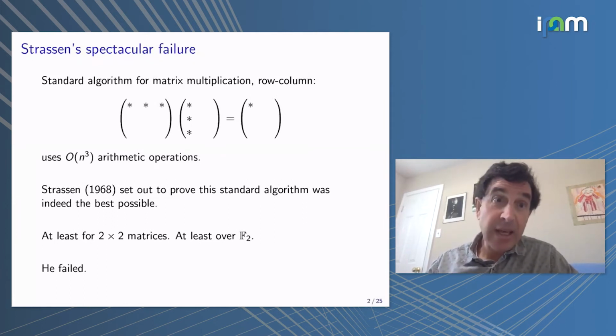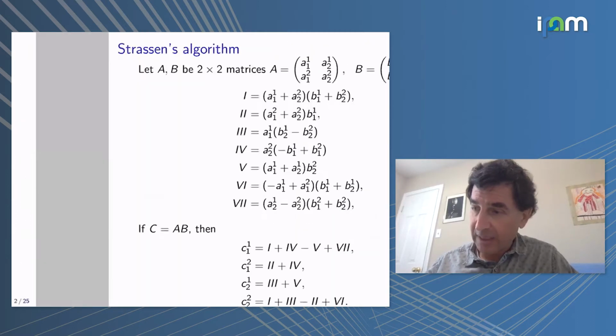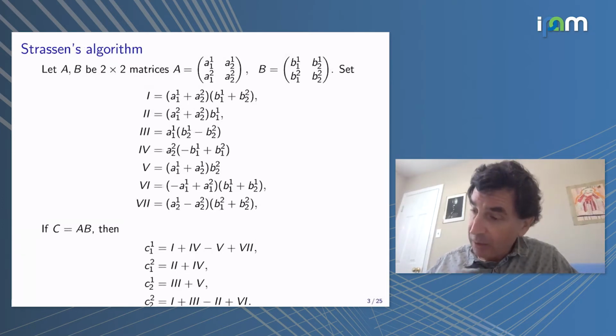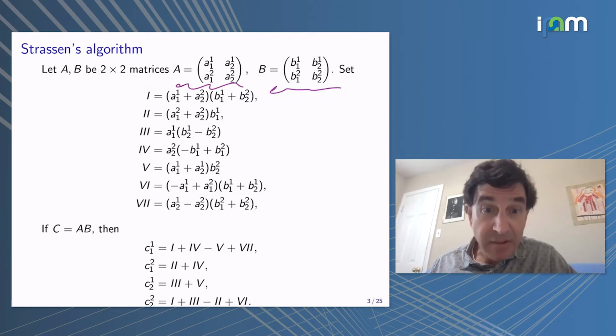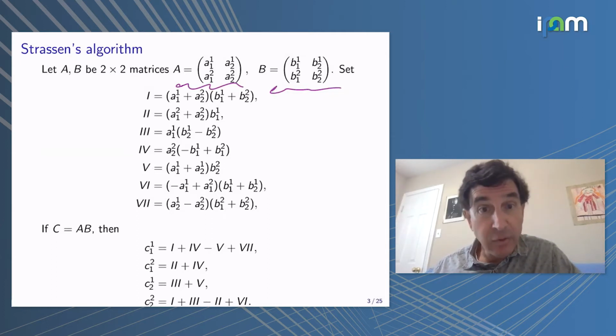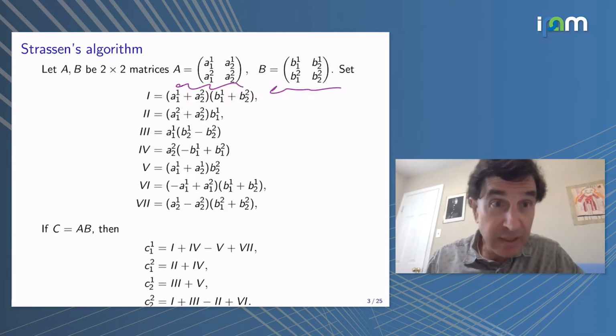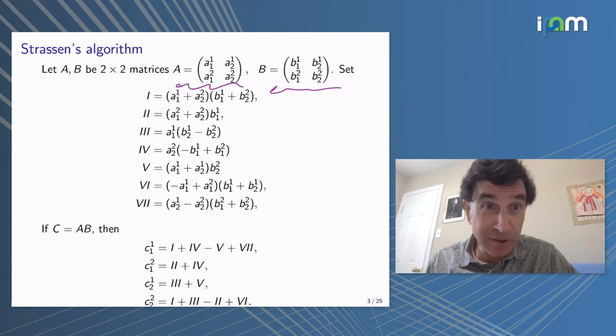And he failed to attain his goal. What he instead found was this. Now, the only thing you need to understand about this slide that's really important is that you get the product of this matrix and this matrix by doing 1, 2, 3, 4, 5, 6, 7 multiplications instead of the usual 8. Now, it's unfortunate that there's more additions, but I'll talk about that later. So you can verify that this works in the privacy of your own home. I don't recommend trying to do it during the talk.